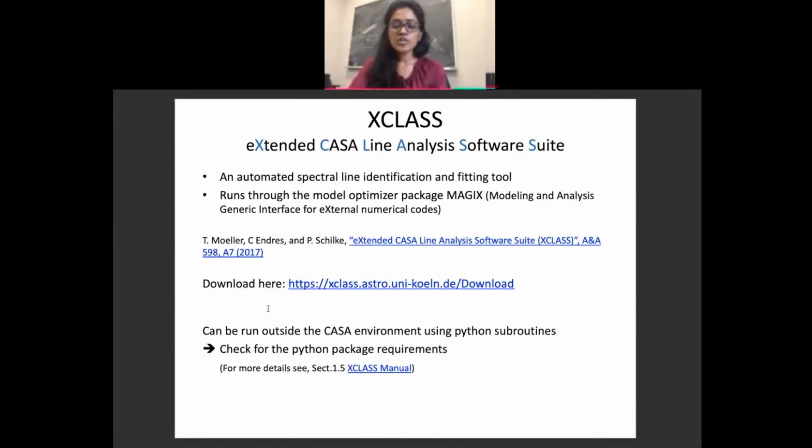Now, going back to what I mentioned about running X-class outside of CASA, it is mainly done using Python subroutines. But at this point, it is very important to make sure that you have the right Python packages and libraries set up. And by this, I mean very specific versions of each Python package and library, the details of which you can find within the X-class manual under section 1.5. So moving on and assuming that you have downloaded and correctly installed X-class, we'll take a look at how you can run X-class without CASA and just through Python subroutines.